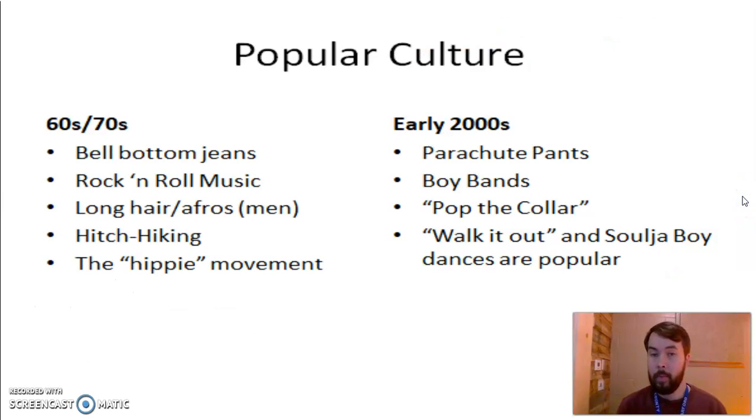One thing you need to know about pop culture is that it changes over time. When you think of pop culture, think of change. So in the 60s and 70s, we got things like bell-bottom pants. We got the emergence of rock and roll music. Well, that kind of happened before that, but it's becoming super popular in the 60s and 70s. Men had long hair and afros. Hitchhiking was an acceptable social thing to do across a broad span of the population, not so much anymore.